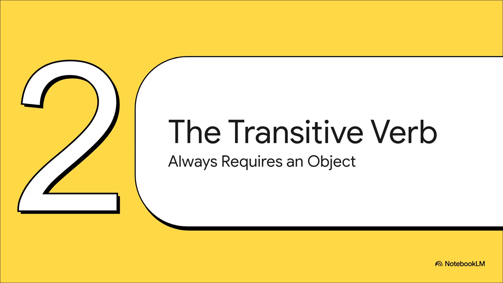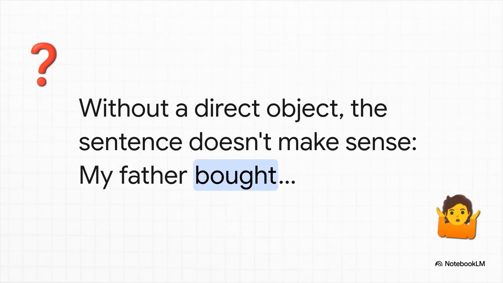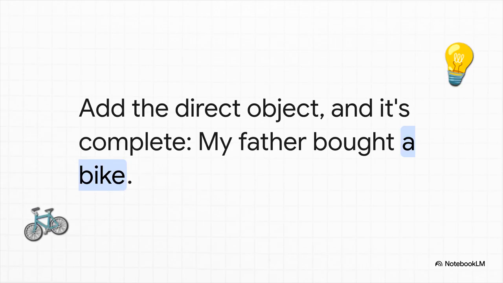All right, let's zoom in on those transitive verbs. I kind of think of these as the needy verbs. They always need a buddy, that direct object, to feel complete. This is just like that first example we saw. It leaves you totally hanging. My father bought, and you're just stuck there thinking, bought what? A car? A sandwich? What did he buy? It's like a mini cliffhanger, right? The action has nowhere to go. But the second we add that direct object, a bike, boom, the action has a place to land. It has a receiver. My father bought a bike. Everything just clicks. It makes perfect sense.